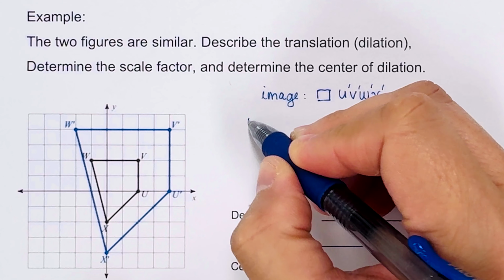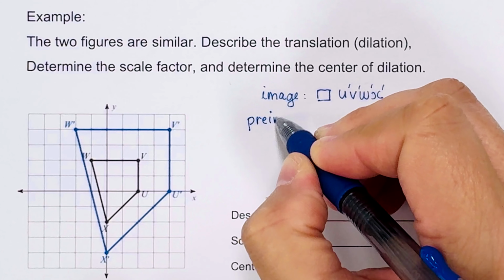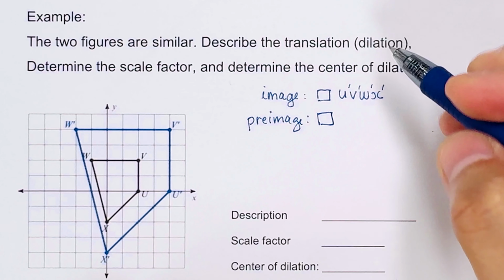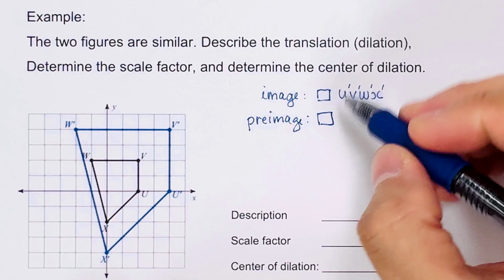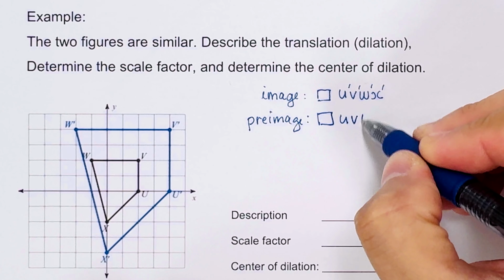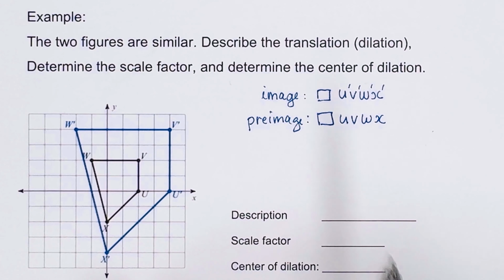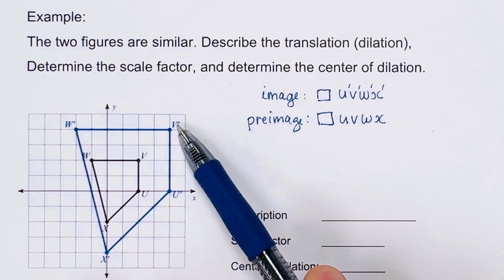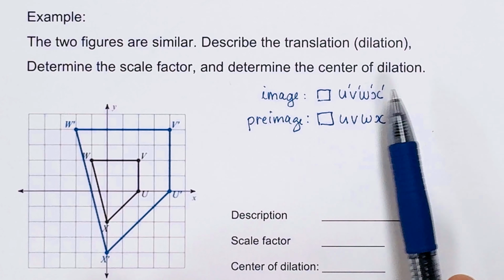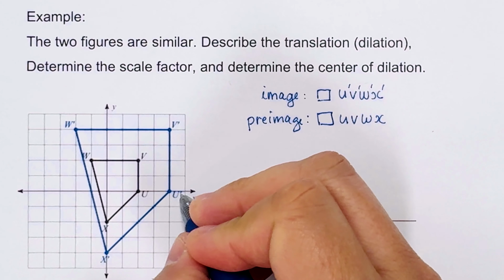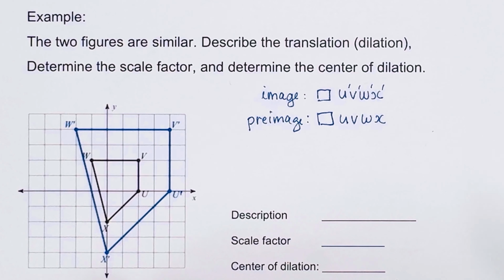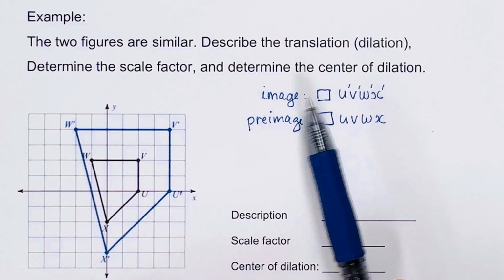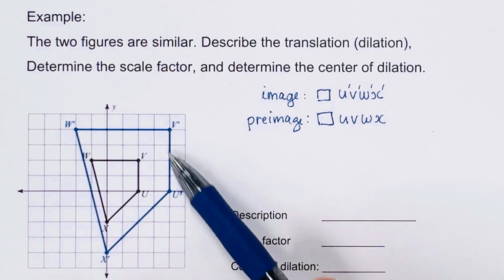The other type of figure is called the pre-image. The pre-image are the ones that do not have the prime symbol. So that is UVWX. Again, the pre-image does not have the prime symbol, while the image has the little prime. In this picture, our pre-image is the smaller one, while our image is the blue picture.